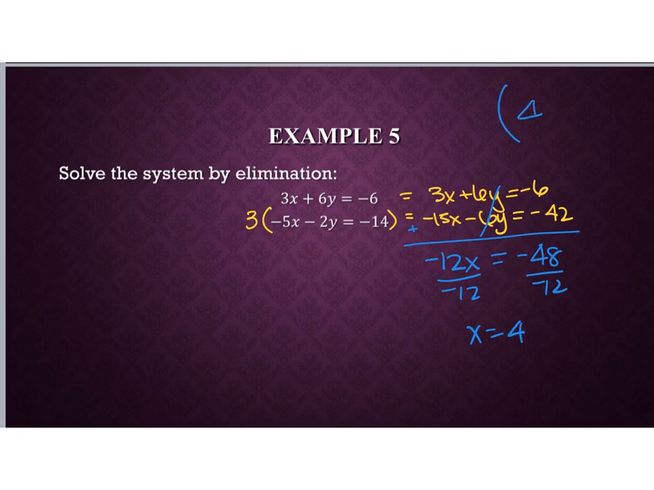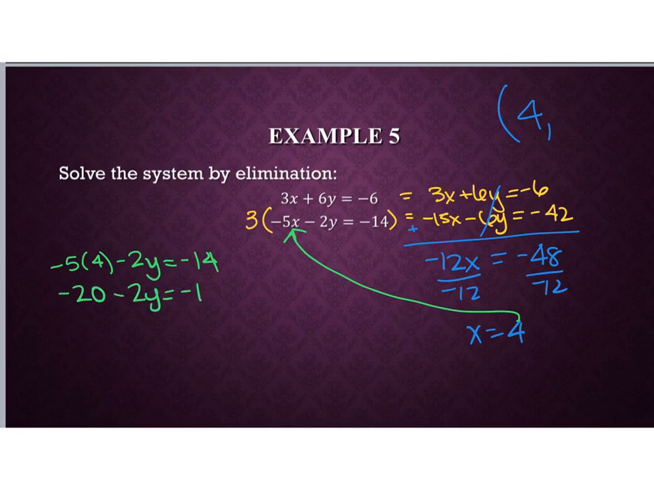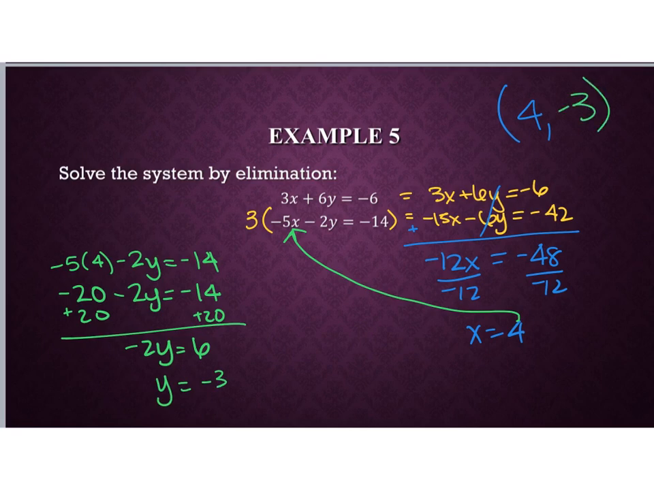And I can go ahead and start writing my coordinate point. Again, I'm going to plug this into one of my equations. So I'll just plug it in to the bottom one, and I have -5 times 4 minus 2y equals -14. So this gives me negative 20 minus 2y equals negative 14. I'm going to add 20 to both sides, and I have negative 2y equals a positive 6, or y equals negative 3. So my coordinate point for my point of intersection is going to be (4, -3).